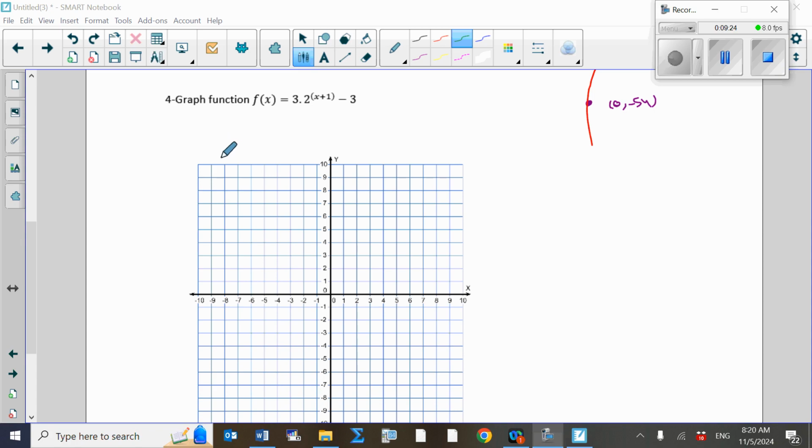Next question is asking us to graph this function: 3 times 2 to the power of x plus 1, minus 3. We know that the parent function is y equal to 2 to the power of x. What does the graph look like? We know that if x equals 0, y is 2 to the power of 0, which is 1. So one point is (0, 1). If x is equal to 1, y will be 2 to the power of 1, which is 2. So (1, 2) is the other one.